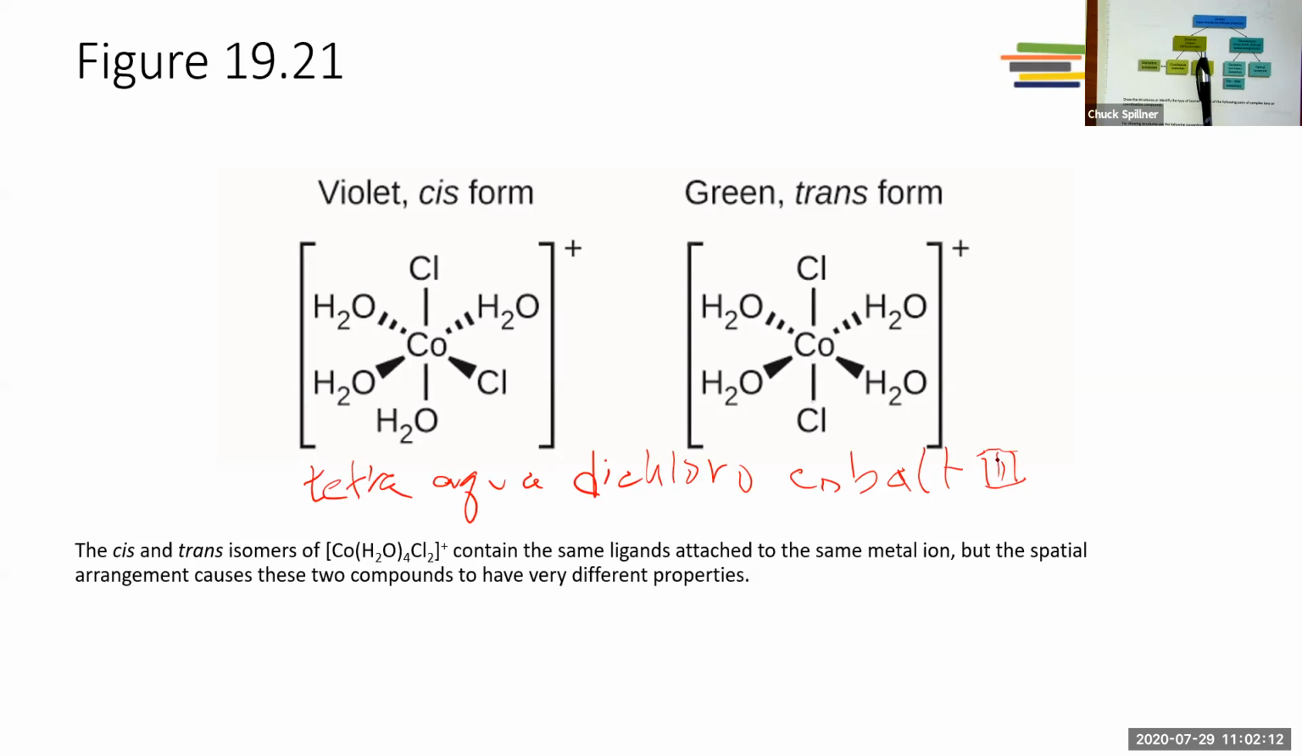So how do we distinguish them? We distinguish them by putting cis in front of the name of the left one. We use the same name, but we put trans in front of the name of the other one. That's how you distinguish the isomers.